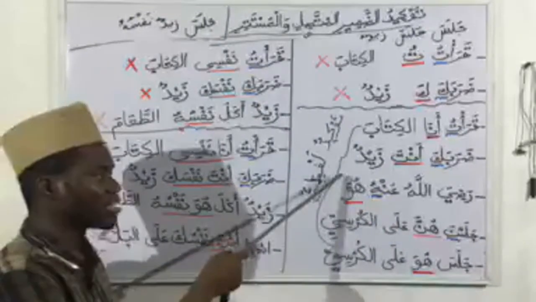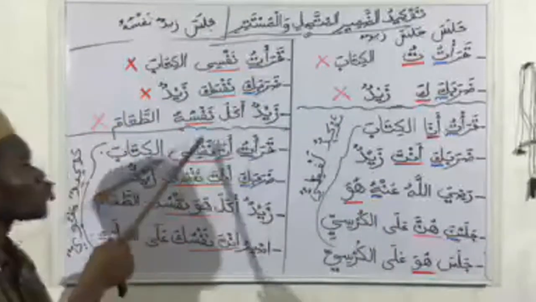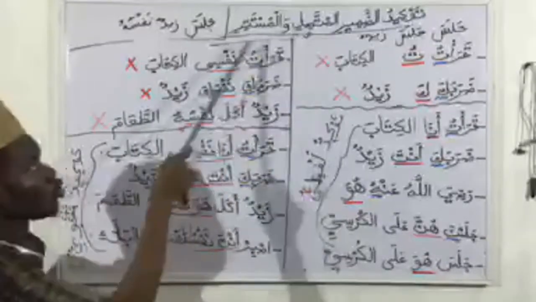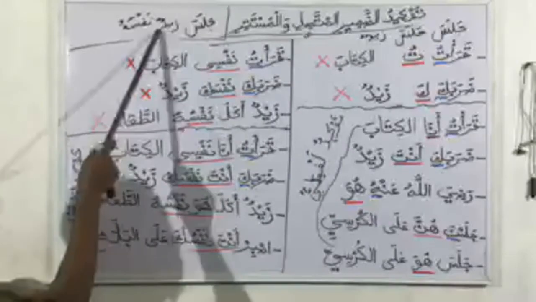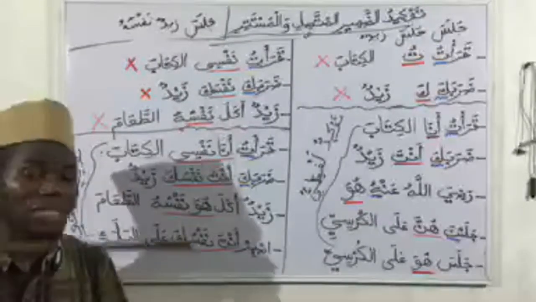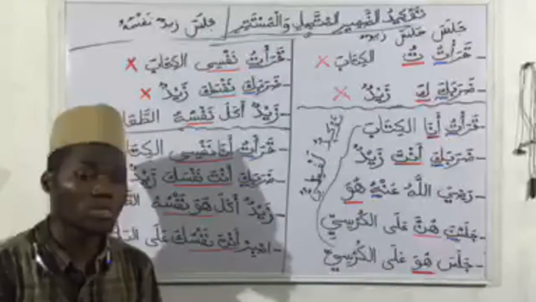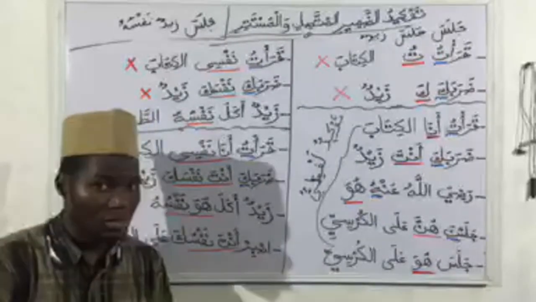What are we re-emphasizing here? The wording. So we want to re-emphasize the meaning now. How do you do it? Before I move there, see, I said Jalasa Zaydun Nafsuhu, Zayd sat by himself. I mean, he's the one that sat. I'm not re-emphasizing any words. I'm re-emphasizing the meaning. You get it?